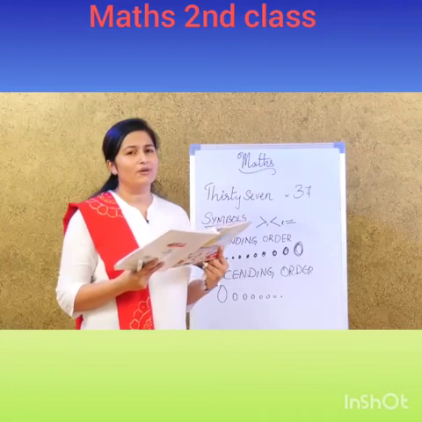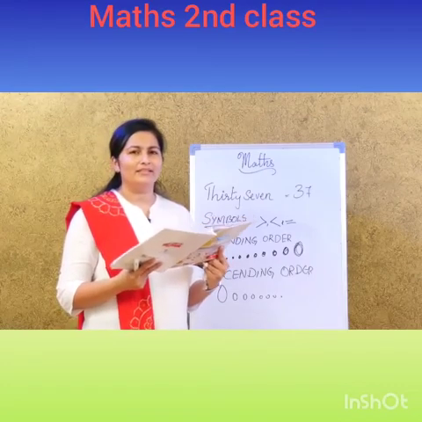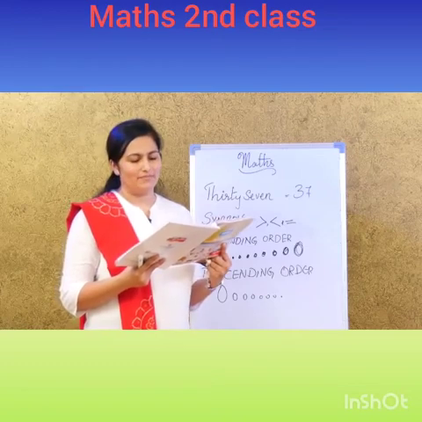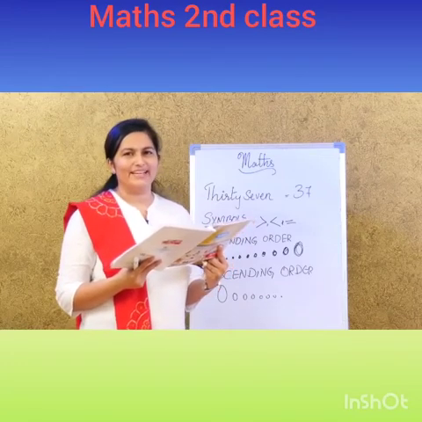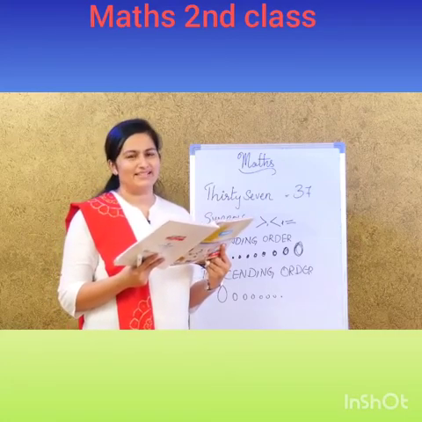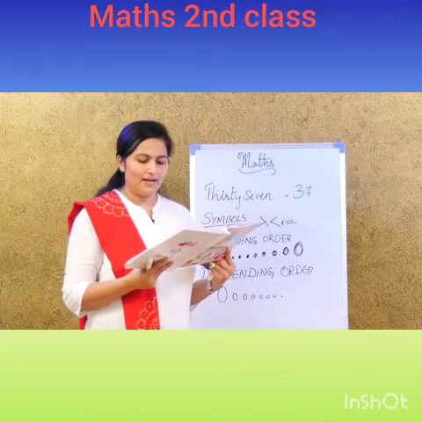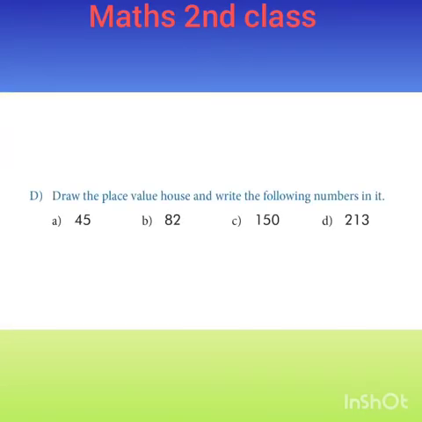For 3s, again you count 3 plus 3, 6, 6 plus 3, 9. So every 3 counts, you will write that number. And so is the easiest, 5s. It's just easy, 5, 10, 15, 20, 25, yes. So fill in. Now the last one is place value house.